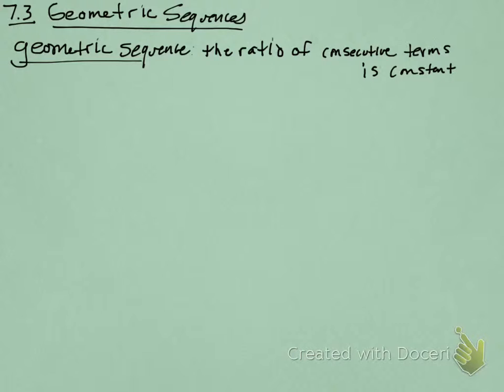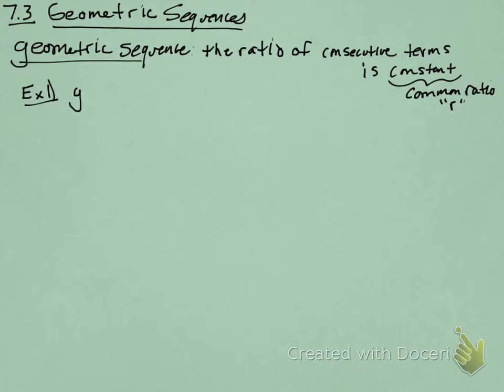Basically what that's saying is if you divide consecutive terms, you're always going to get the same quotient, that constant. And that constant is called the common ratio. And the letter used is r for that common ratio. So just like the previous video, let's look at a first example of just being able to identify if we're staring at a geometric sequence.